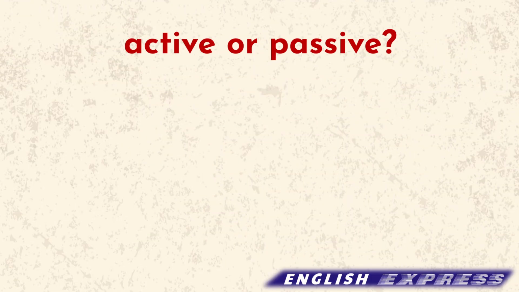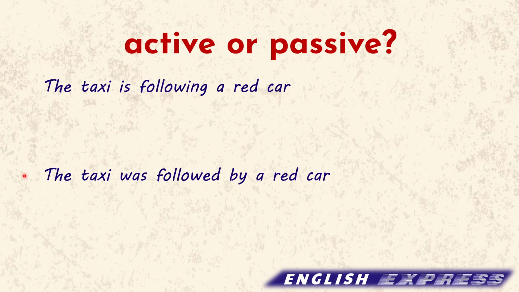And also a very typical question is, do I need an active or a passive? Is the sentence an active or a passive? Let's have a look at two examples. We can say the taxi is following a red car, and the taxi was followed by a red car. They are quite similar, and sometimes we don't know which verb to use, the active or the passive. Because in this case, for example, the taxi is at the beginning. Well, everything changes depending on the active or the passive.